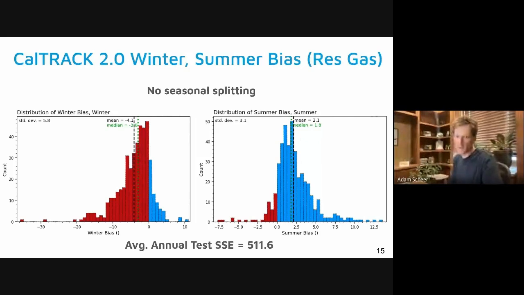And in order to balance out this wintertime bias, the model has to make up for it during other seasons of the year. So on the right, I'm showing summertime bias. And you can see that the summer is exactly the opposite. Now we're biased upward. And I haven't shown it here, but the shoulder distribution looks a lot like the summer distribution. So again, this is no seasonal splitting. This is effectively just looking at the Caltrack 2.0 model.